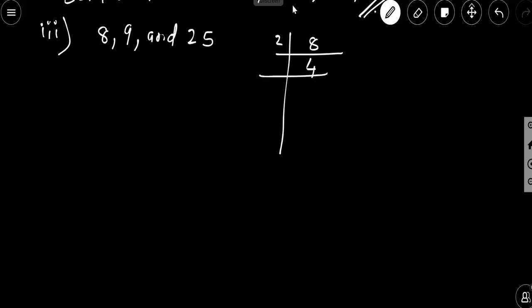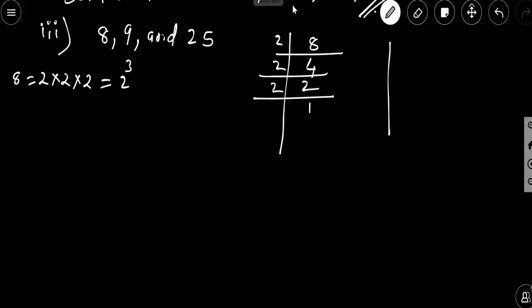Okay. So it is 8, 9 and 25. Okay. So 8 is divisible by 2, 4s are, then 2 2s are. 2 is a prime number, so it is divisible by 1. So 8, I'm going to write it down here. 8 is equal to 2 into 2 into 2. So that is nothing but how many times I can write? 2 to the power of 3.